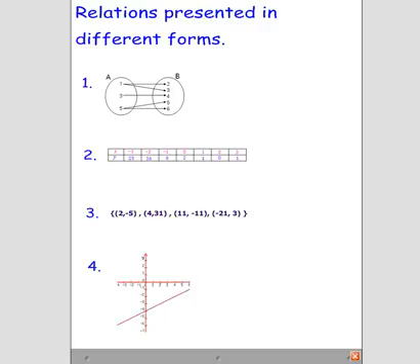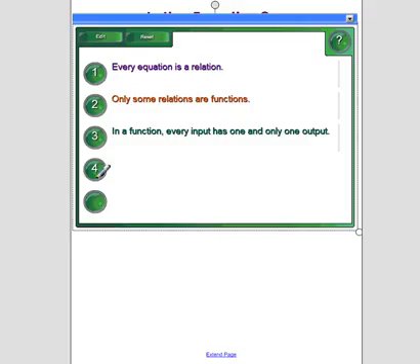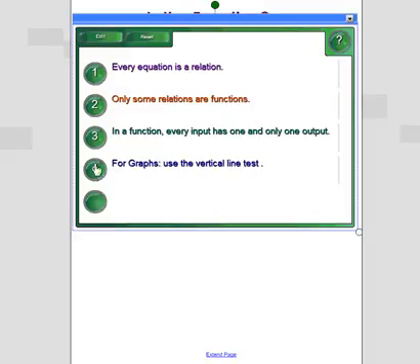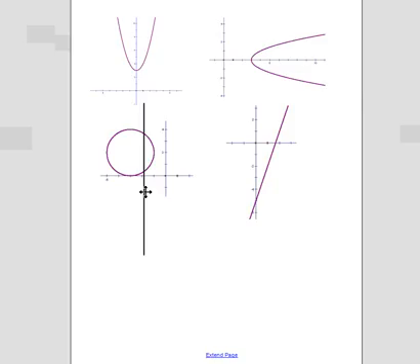So now let's jump back to where we were. And then the fourth thing we need to know here, for graphs, we can use what's called a vertical line test. A vertical line test makes it very easy for us to determine whether a graph is a function or not. Now what we do need to use, and you probably guessed it, is a vertical line. So we're going to take a vertical line and we're going to run it through each one of these graphs to help us determine if in fact a graph is a function.